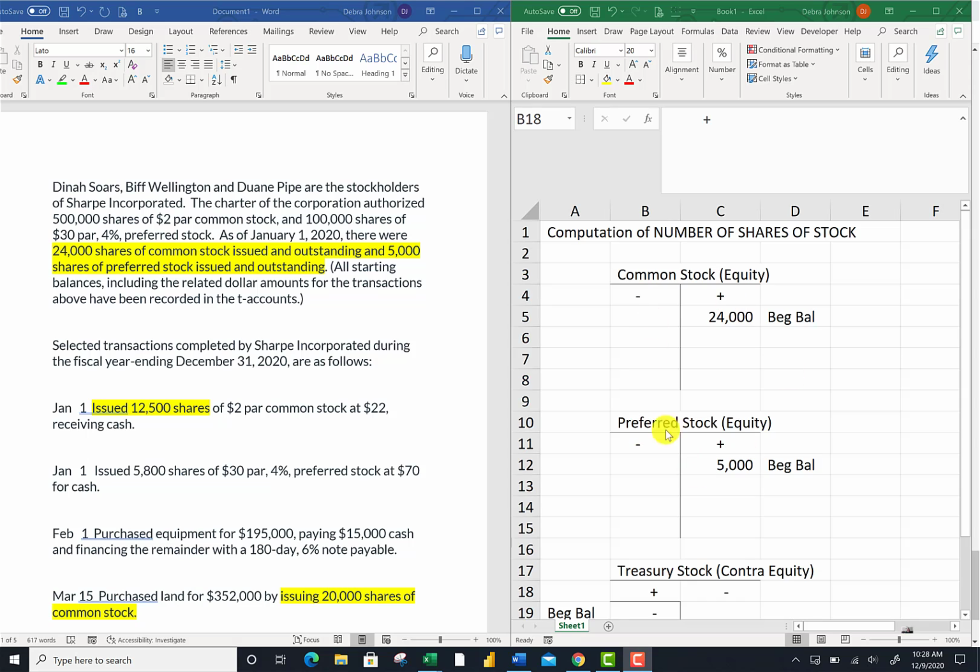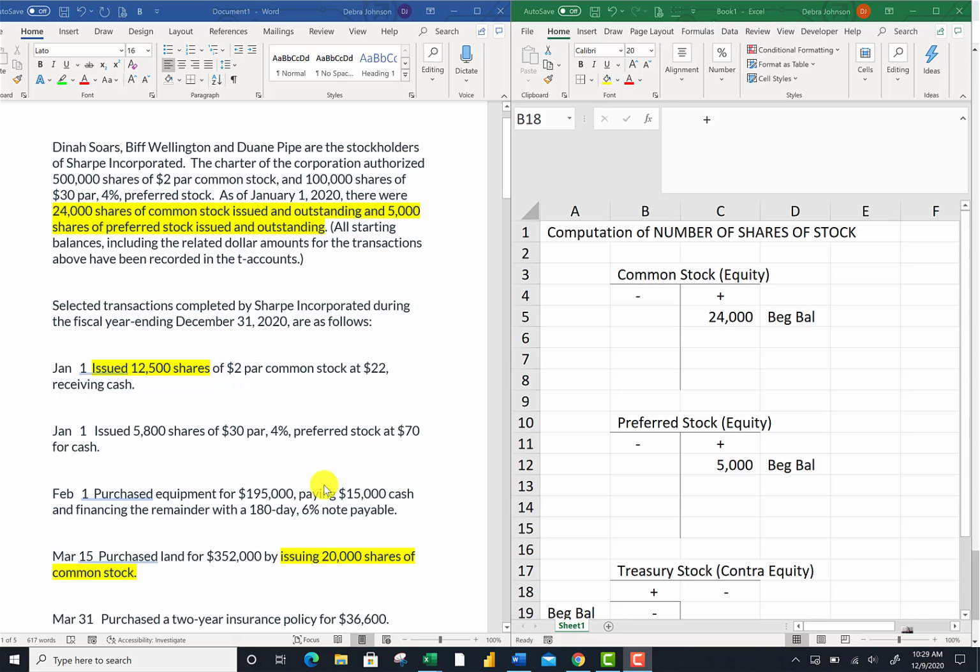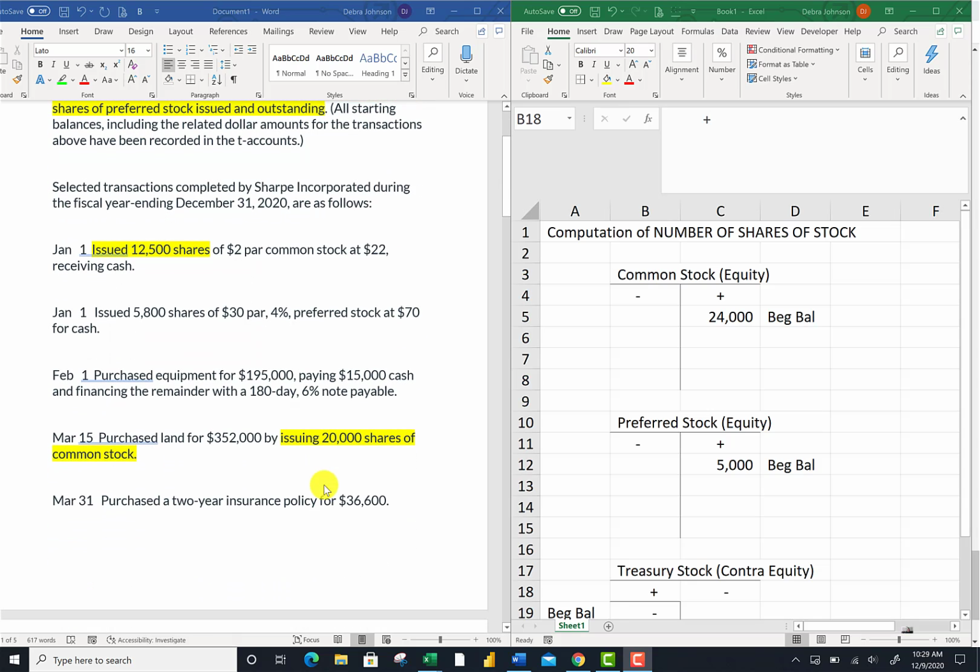So on my Excel spreadsheet that I just created, track the number of shares. You can't calculate dividends until you know how many shares are outstanding. So to begin with, this yellow highlighted part of the problem told you that there were 24,000 shares of common stock, 5,000 shares of preferred stock, and 0 sitting in the treasury. So as we go through the transactions, we're going to track the number of shares.